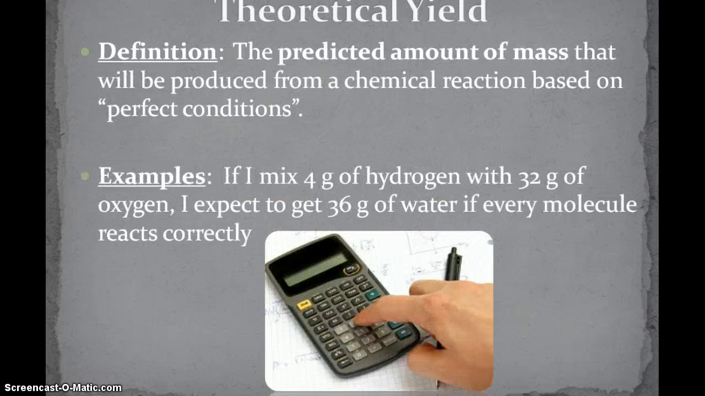The opposite of the actual yield is the theoretical yield. This is the predicted amount of mass that will be produced from a chemical reaction based on perfect conditions. This is the one that I often calculate with a calculator. That's why you see the calculator listed here. For example, if I mix 4 grams of hydrogen with 32 grams of oxygen, I expect to get 36 grams of water if every molecule reacts correctly. So if I do the calculations, I'm going to get 36 grams of water as the most I could possibly make. And we'll talk more about these in class and how they relate.